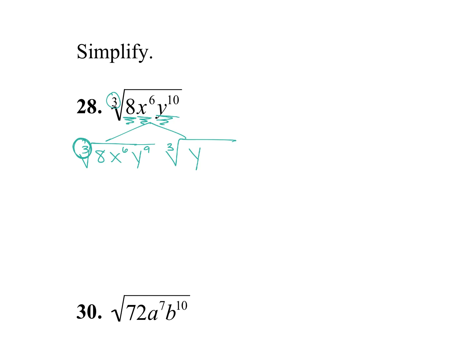Okay, now we cube root it. Cube root of 8 is 2. Cube root of x to the 6th is what? X squared. You're dividing. 6 divided by 3. And then y to the 3rd. Divide. 9 divided by 3. Okay? You're left with, don't forget these little guys, by the way. That got forgotten a lot on the quiz. It always does. Don't forget them on the test. Okay? So it looks like that.